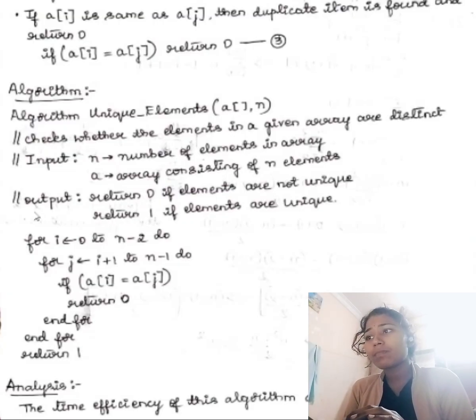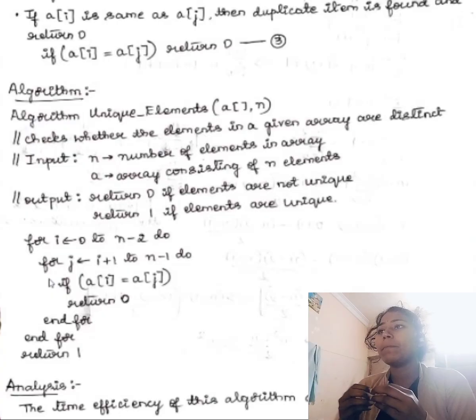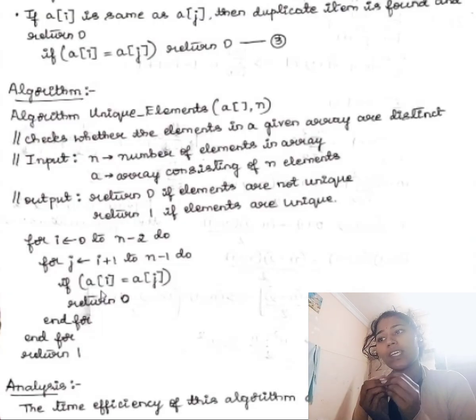For i ranges from 0 to n minus 2, for j ranges from i plus 1 to n minus 1, if A[i] equals A[j], for example if the A[0] element equals the A[1] element, it means the elements are not unique in the array, so it returns 0. If it is unique in the array, it returns 1.